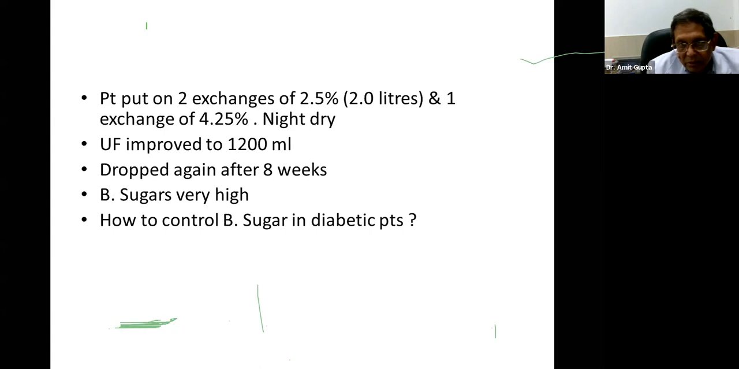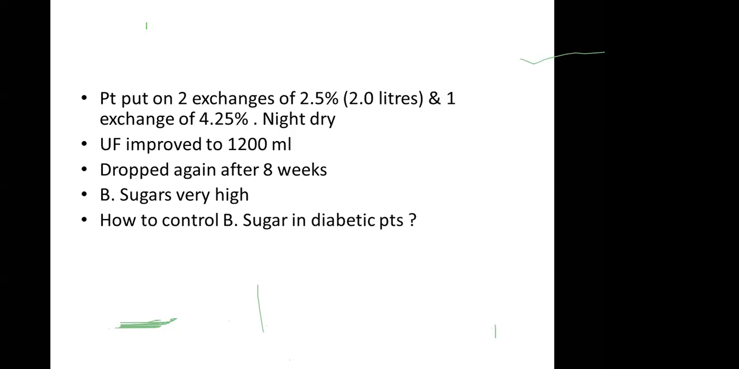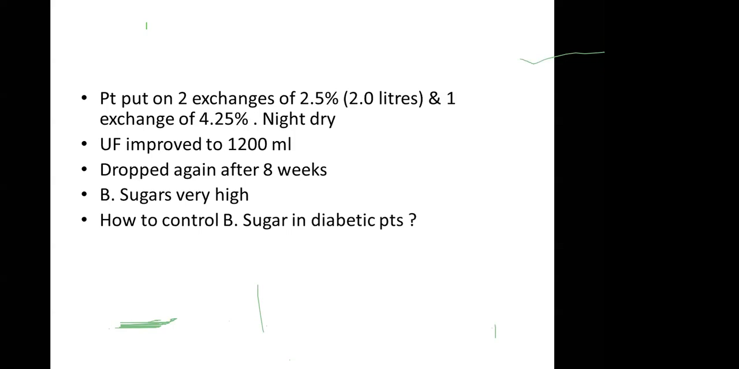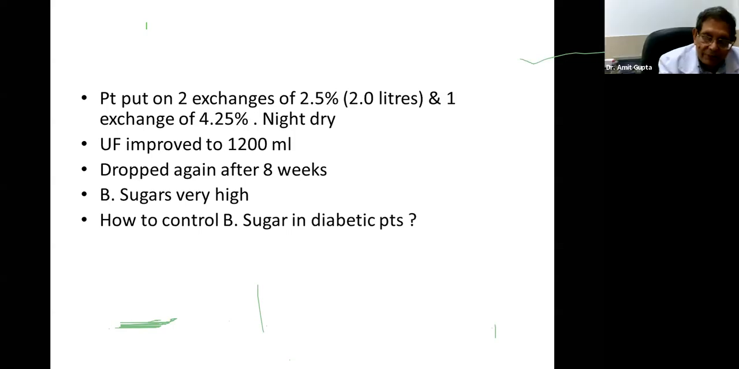So what we did was that since he was a high transporter, therefore he would have poor ultrafiltration, we put him on 2 exchanges of 2.5%. And one, we used a hypertonic bag of 4.25%. And we kept him dry. And his ultrafiltration improved to about 1200. But after 2 months, this UF dropped. And his blood sugar, we found, became very high because of the 4.25% bag.